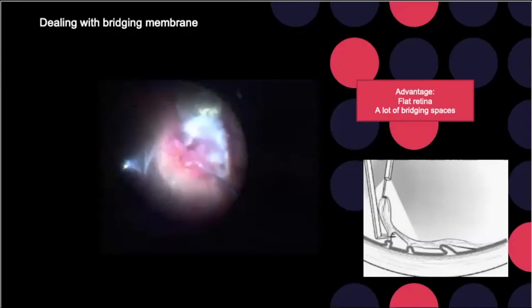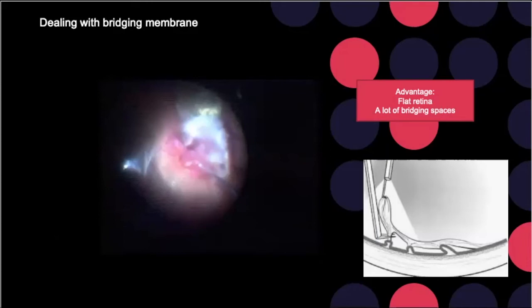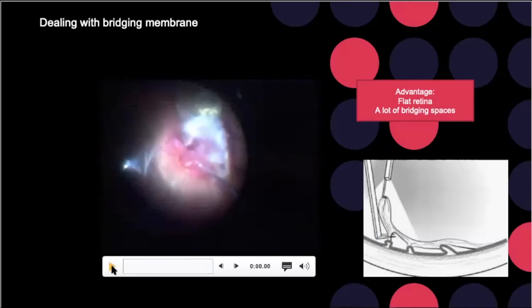So it comes to membrane. Basically, we have many types of membrane. We have the preretinal membrane, and also we have the subretinal membrane. Preretinal membrane is very common, especially in TRD cases. But the moment we have subretinal membrane, probably we are dealing with the combined traction retinal detachment and the rhegmatogenous retinal detachment. Using our small gauge cutter nowadays, this is what we can do effectively.